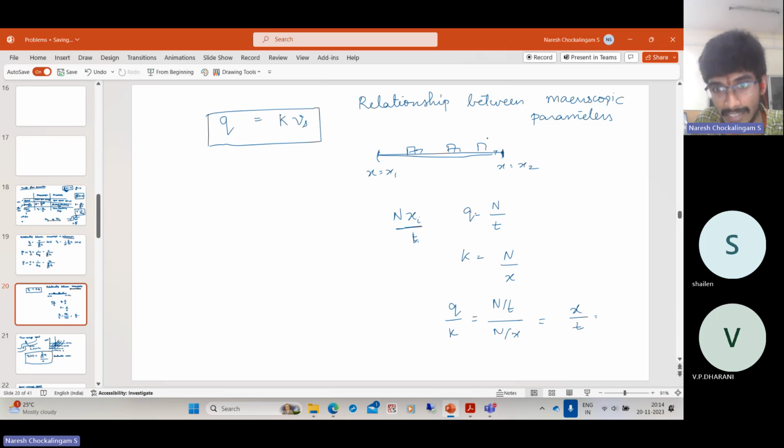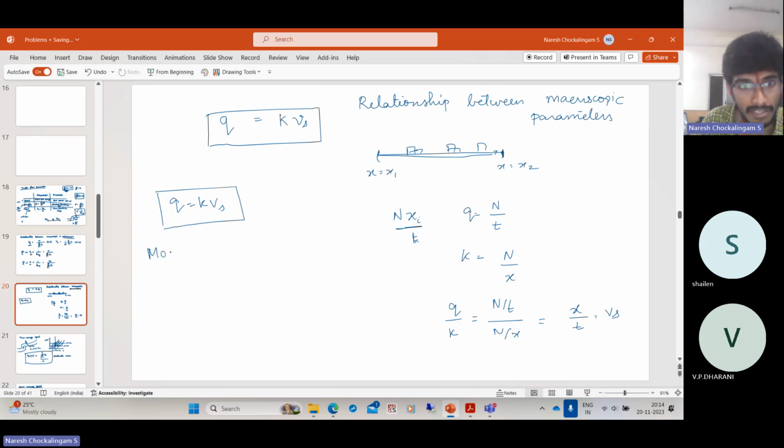And x is the total distance. So this is nothing but the space mean speed. Therefore, you just rearrange, you get q is equal to k times vs. So this is one macroscopic parameter. This follows directly from the definitions.